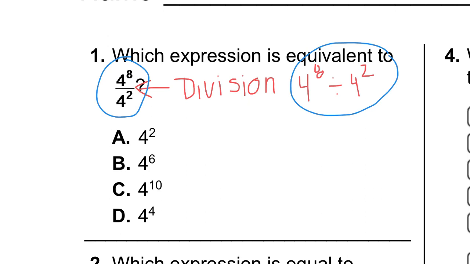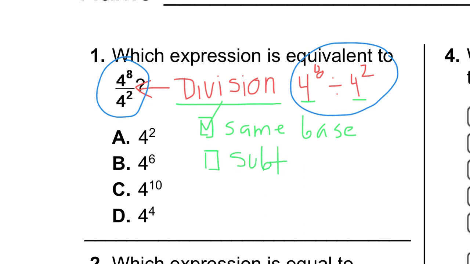Now, when we have division and we have exponents, there's one way that is very quick to solve it. You need to have two things, however. You need to have the same base, and here we have 4 and 4. So we know we have the same base. And the next thing we could do is subtract the exponents. So let's jump directly to that step.